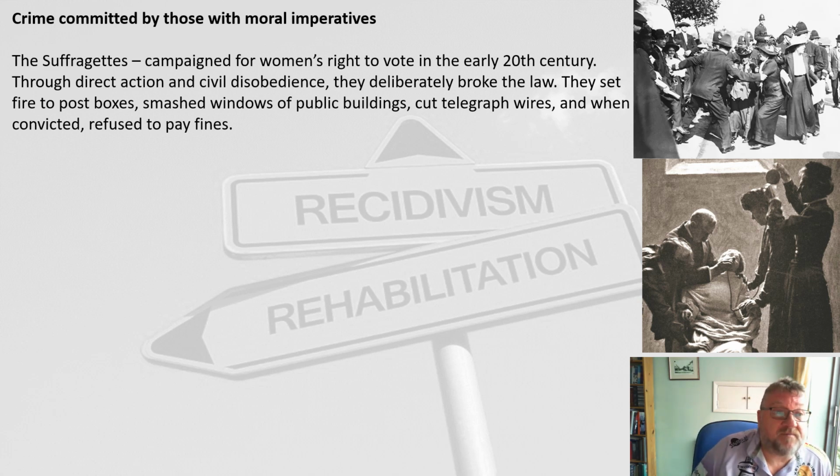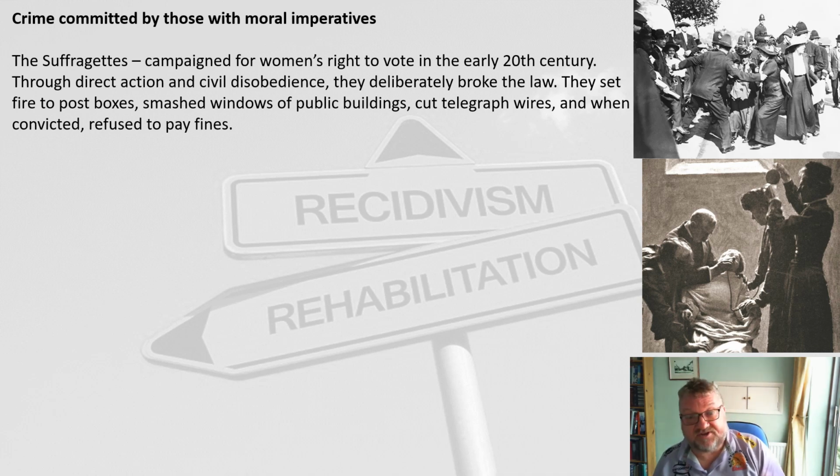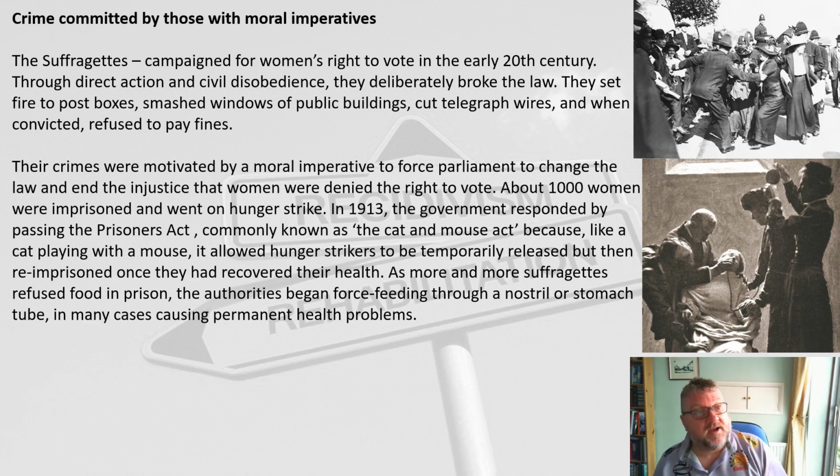They campaigned for women's right to vote in the early 20th century. They did it through direct action, civil disobedience. They deliberately broke the law. They set fire to post boxes, smashed windows of public buildings, cut telegraph wires, and when convicted, refused to pay fines. Their crimes were motivated by moral imperatives to force government to change the law and give women the vote. About 1,000 women were imprisoned, and then when they were imprisoned, they went on hunger strike.